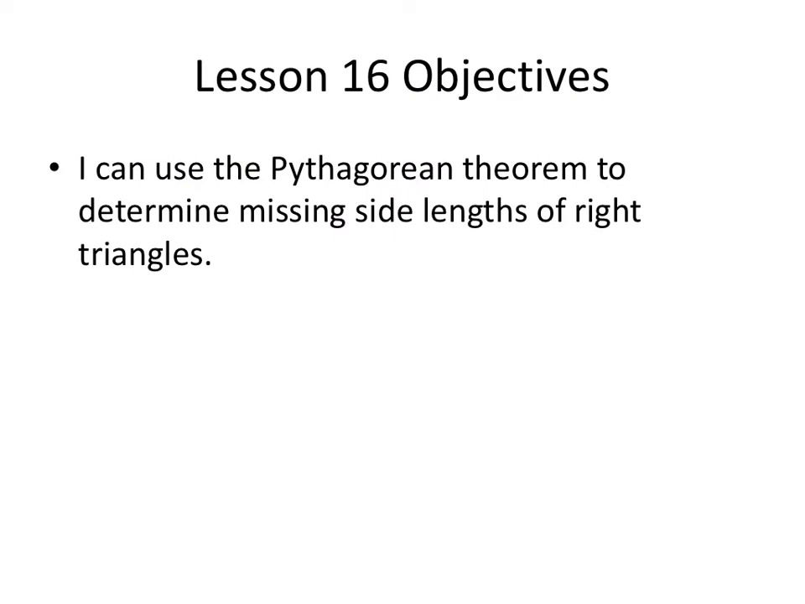So here is the objective for lesson 16. I can use the Pythagorean theorem to determine missing side lengths of right triangles. So this one is not looking specifically or just at the hypotenuse, but also legs now. So we got to be able to find the lengths of the legs.